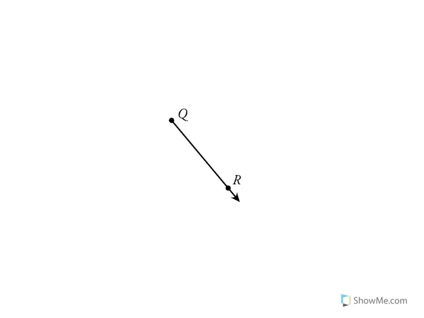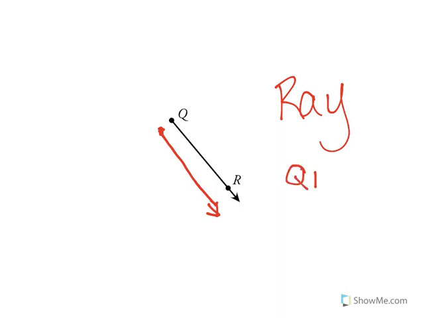If we look at this figure, we can see that we have a start or stop point, and then we also see that it continues on forever and ever in one direction. That tells me that this figure right here is what we call a ray. So we have a ray, but if we wanted to name our ray, we would write QR, since those are the two letters on the ends, and then we would draw a small ray over it to represent ray QR.